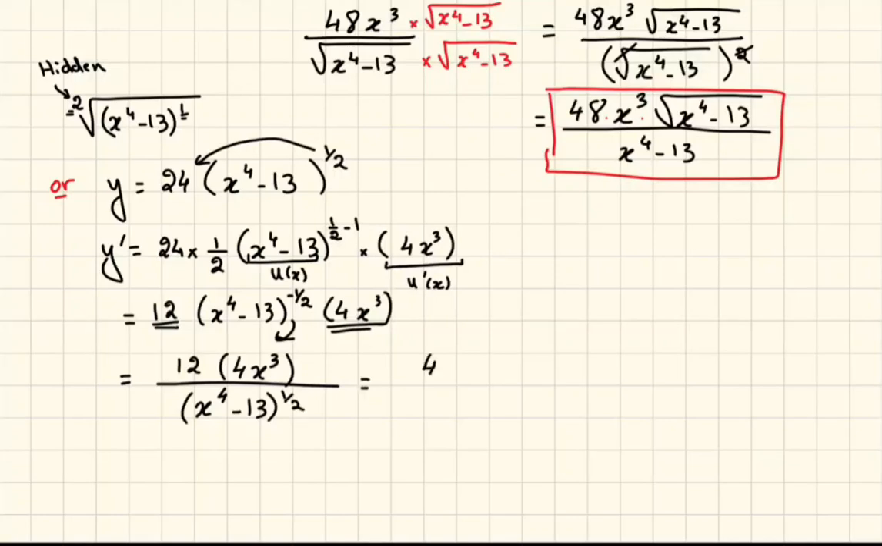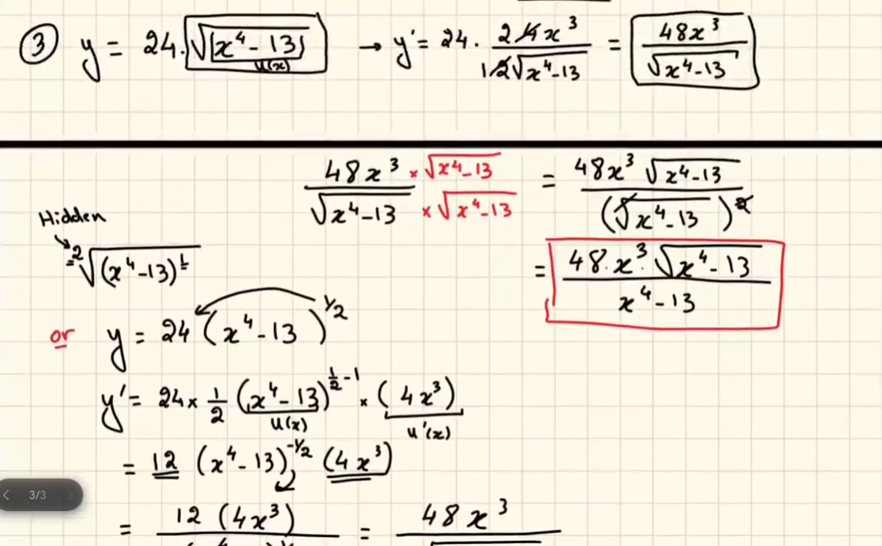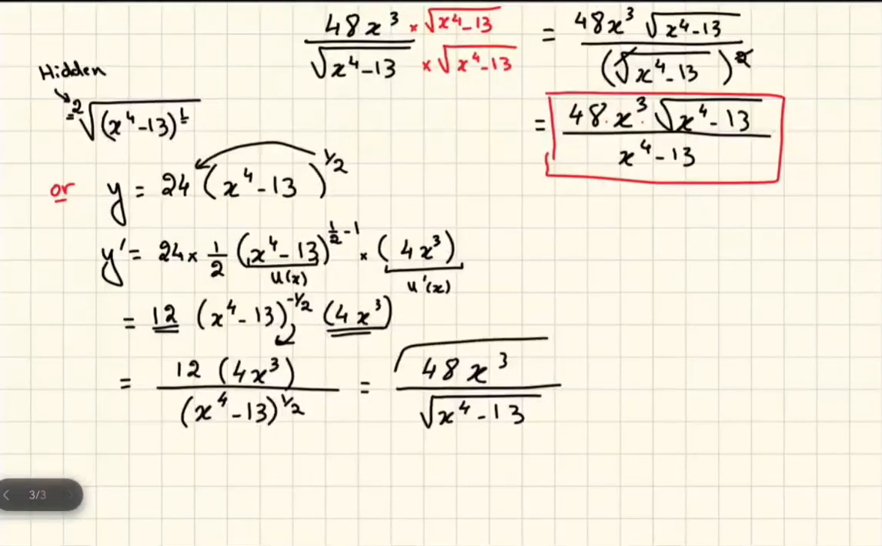To continue from here, we get 48x cubed over the exponent half. We know it's a radical. We go back to the radical form and we get the same answer. If you need to rationalize, look, it's the same answer. If you want to rationalize, you can multiply the radical up and down as we did before.